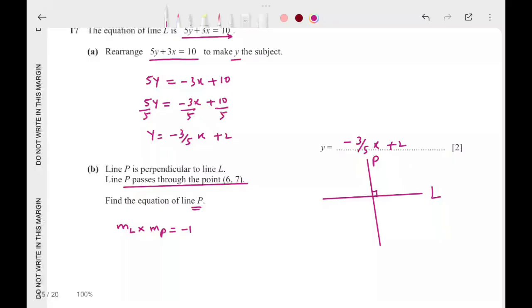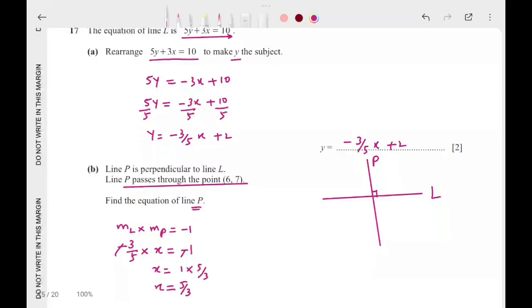So over here the gradient of L was minus 3 over 5, and we don't have the gradient of line P. So we are going to write minus 1 here. So it's a reciprocal, 1 times 5 over 3. So the gradient would be 5 over 3.